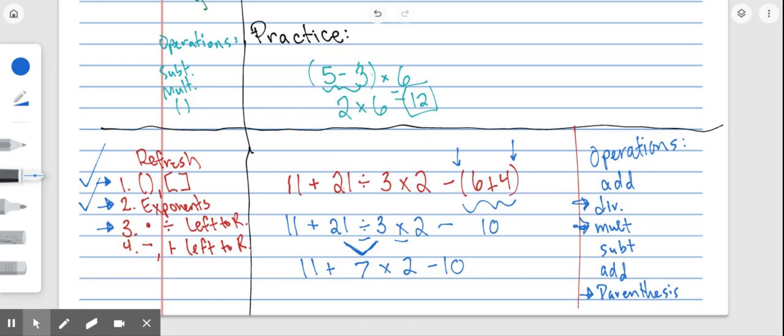Okay. All right, but I'm not done. I've taken care of the division, but not the multiplication. So now I've got to multiply. 7 times 2 is 14. I'm going to rewrite again. This 11 stays 11 plus 14 minus 10. Do I have any more multiplication or division? No, so I'm done with this.